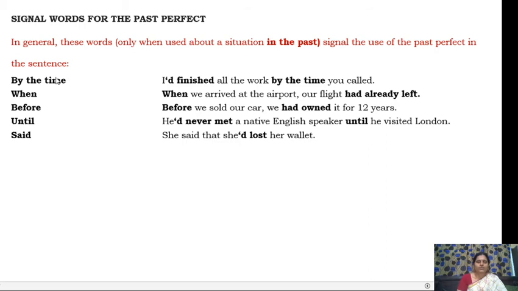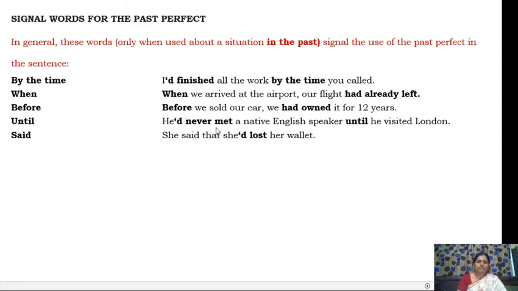So we use such words, time expressions, in past perfect. For example, by the time, when, before, until, said. I had finished all the work by the time you called. When we arrived at the airport, our flight had already left. When is the time expression. Before we sold our car, we had owned it for 12 years. Before is one more time expression.